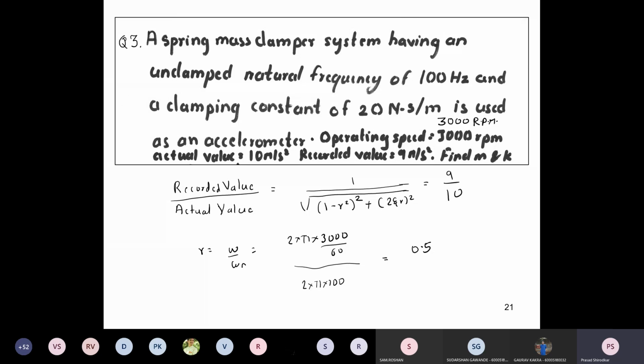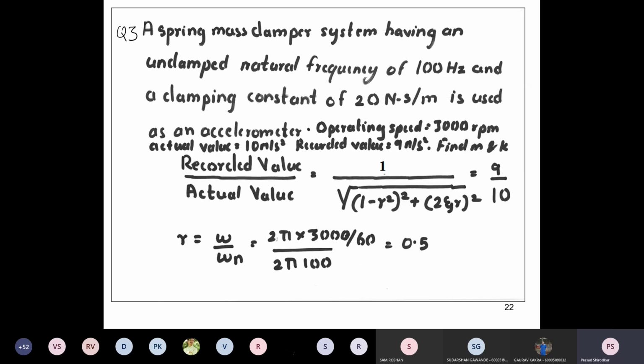So substitute these values in this equation and find out the value of zeta. Substitute r equal to 0.5 in this equation and find out the value of zeta, and zeta comes out to be 0.8190. That is equal to C divided by C critical, so that is equal to C divided by 2m omega n. So only thing unknown here is m.